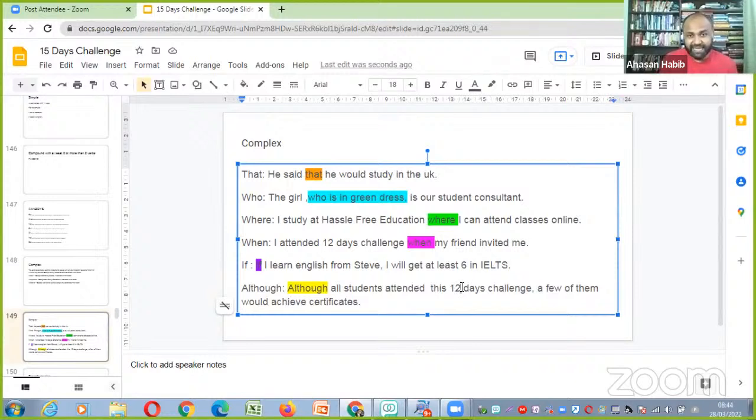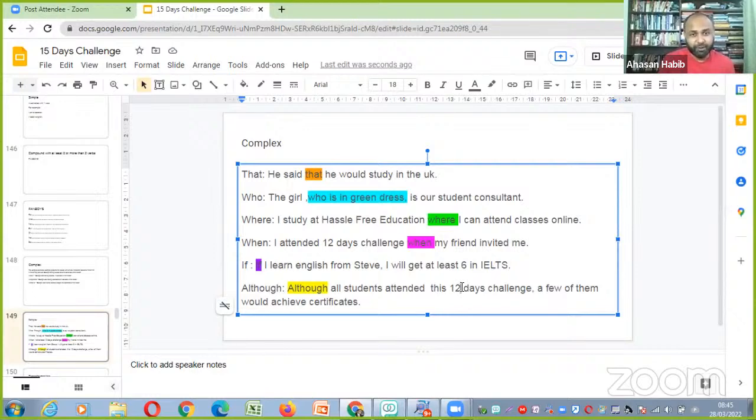So I repeat, he said that he would study in the UK. Using who, we're gonna make complex sentences as well. The girl who is in the green dress is our student consultant. So if you do a little bit of research on the sentences, all you need to do is take one sentence and make at least 5 sentences like that, right? So for example, he said that he would study in the UK. He wrote that he would support me in the text message, right? So this is how I need to make a lot of sentences.